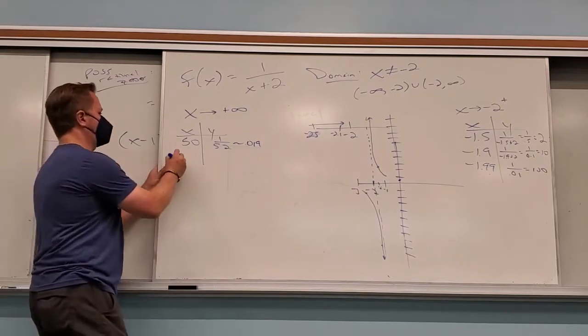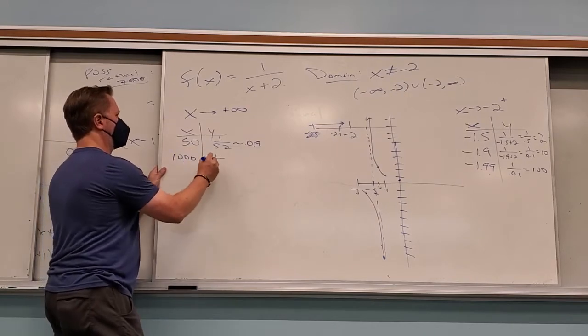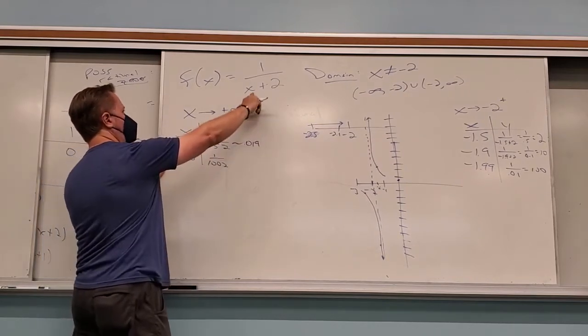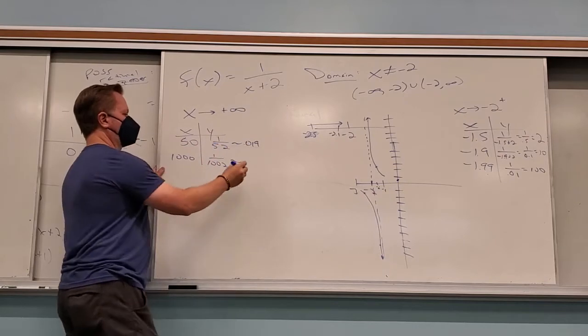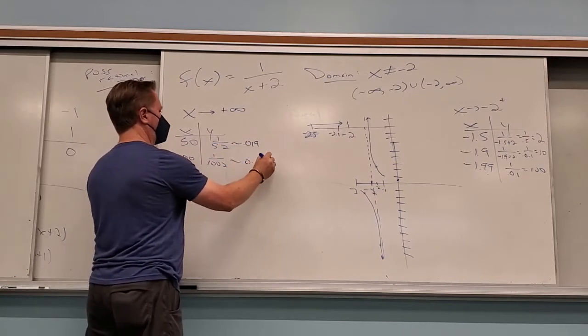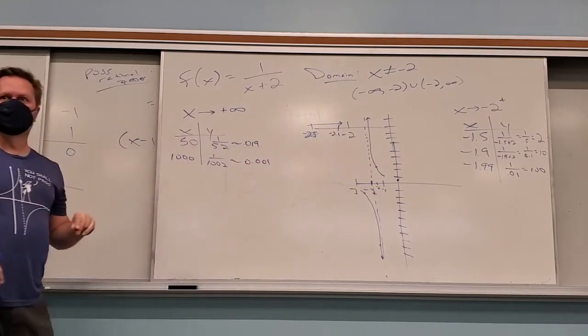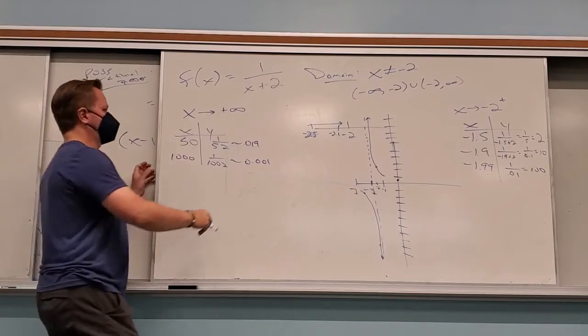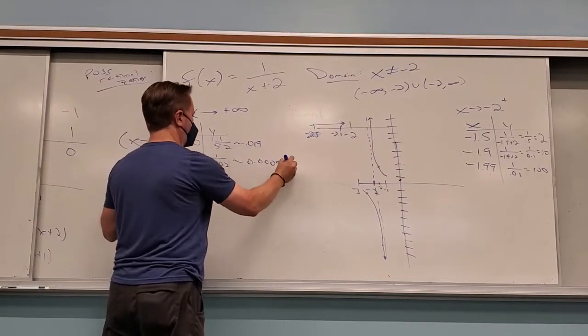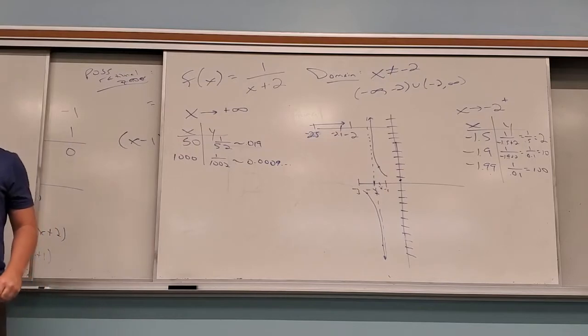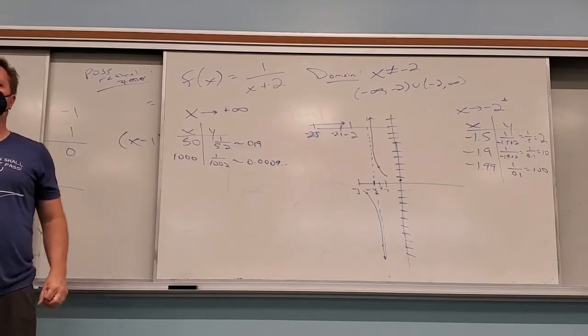So what about 1,000? 1 over 1,002. Is that cool if I put 1,000 in there? And that is about 0.001, roughly. It's probably 0.0009 something or other, right? And again, you guys can check me. It's really early. You never know.